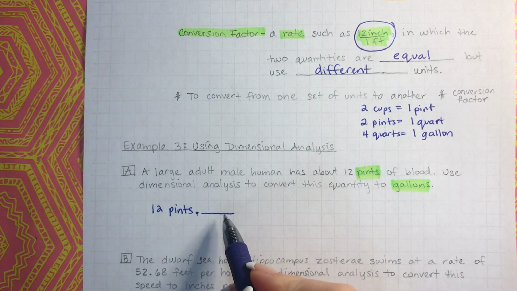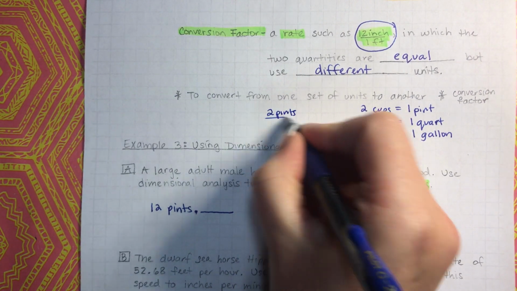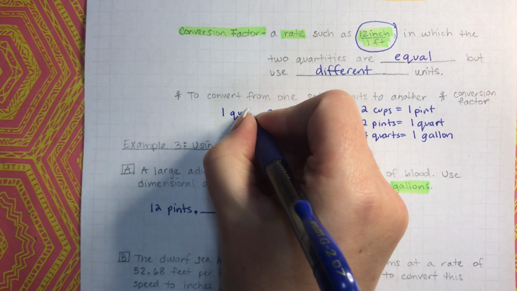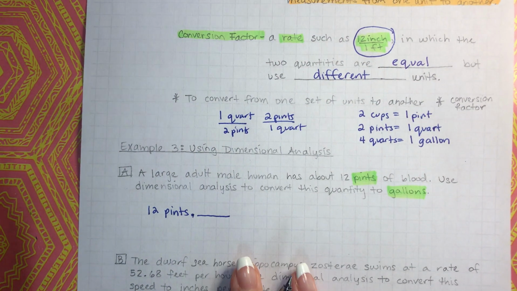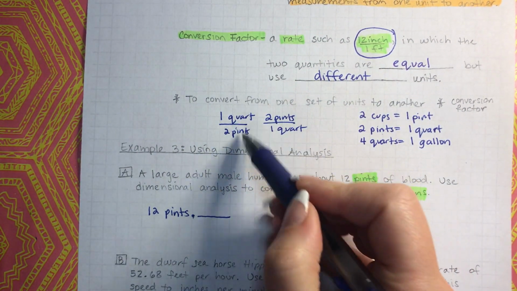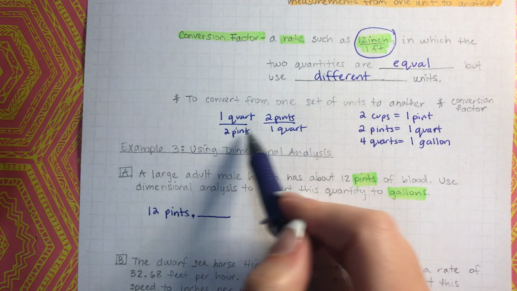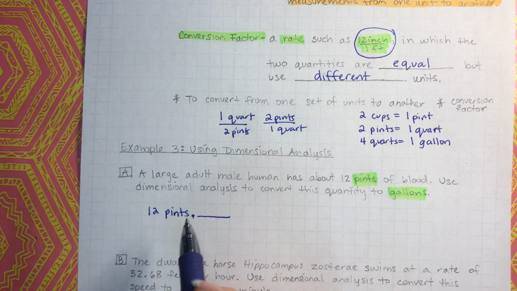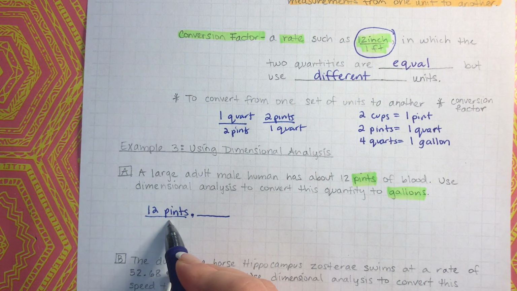So you can either do it like this, where it's 2 pints over 1 quart, or you can have it like this, 1 quart over 2 pints. It doesn't matter. They're both equivalent to each other. So which one's on top, which one's on the bottom? You can do it either way. Now, how you know which one to use is that we're basically going to be multiplying fractions. So this is like 12 over 1.